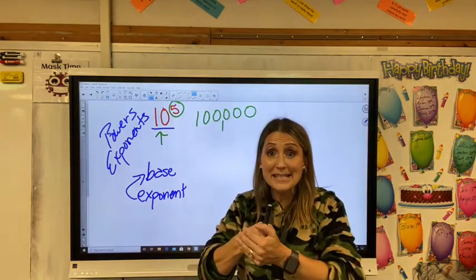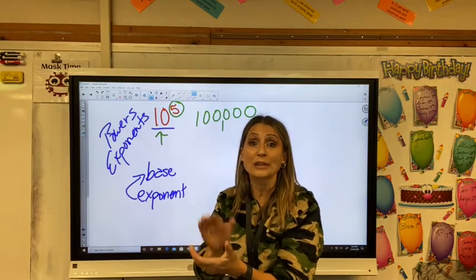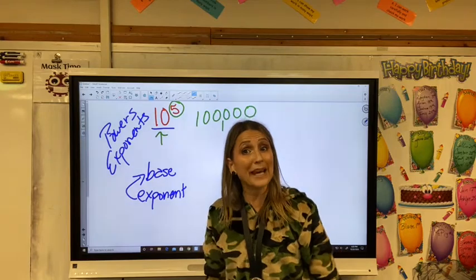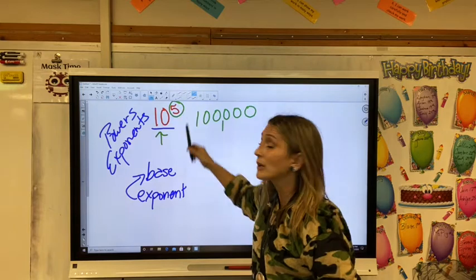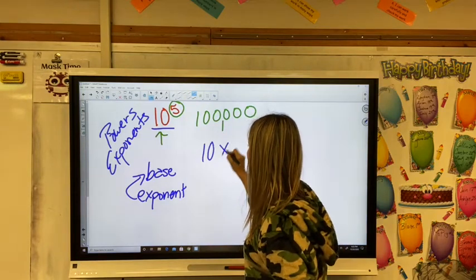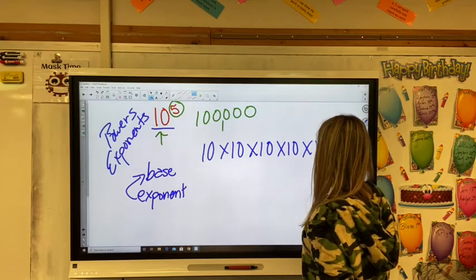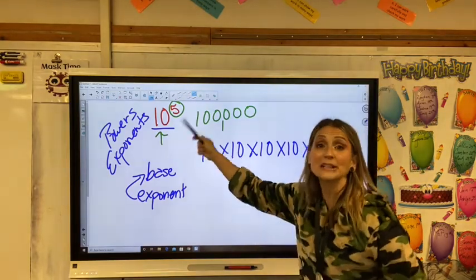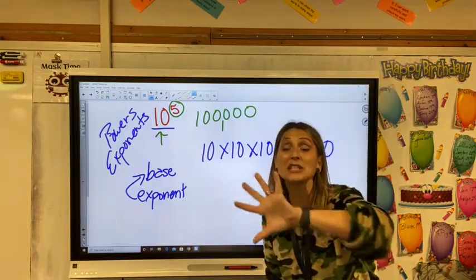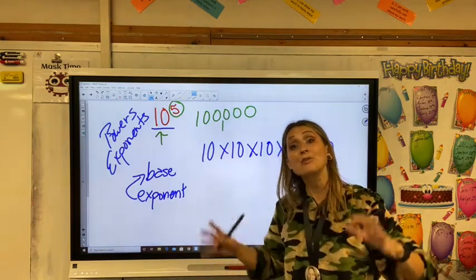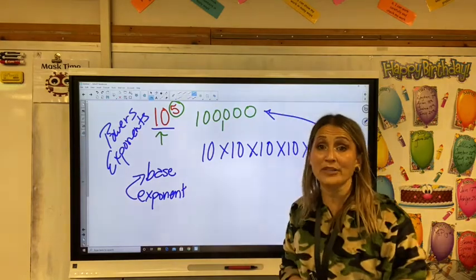You have a base. The exponent tells you how many times you are going to use that base in your multiplication problem. So in this case, sixth graders, 10 to the fifth power really means 10 times 10 times 10 times 10 times 10. It really means multiplying 10 by itself 5 times. And after you get done multiplying that, sixth graders, you should get this answer of 100,000.